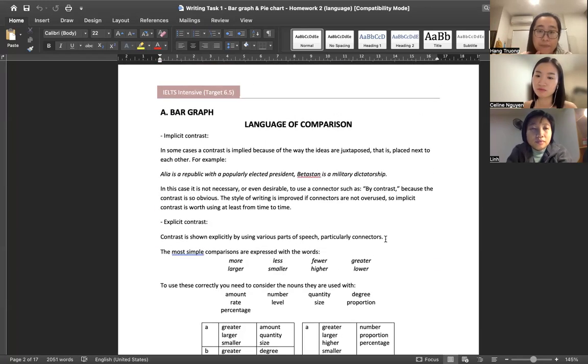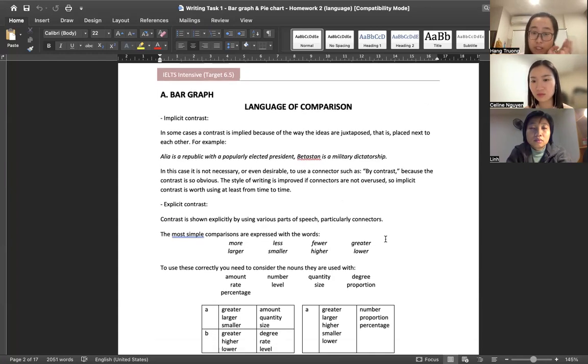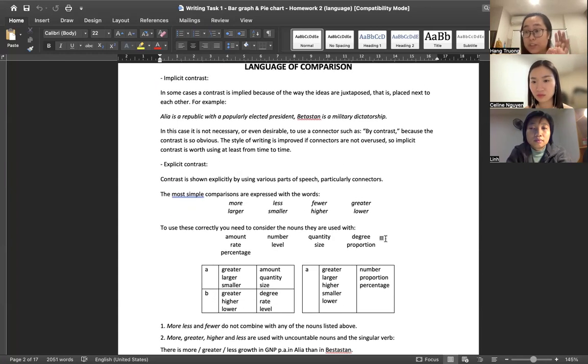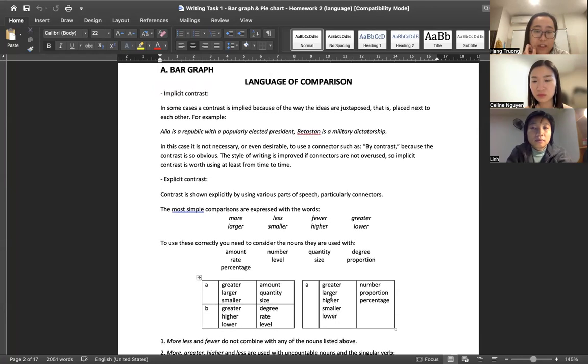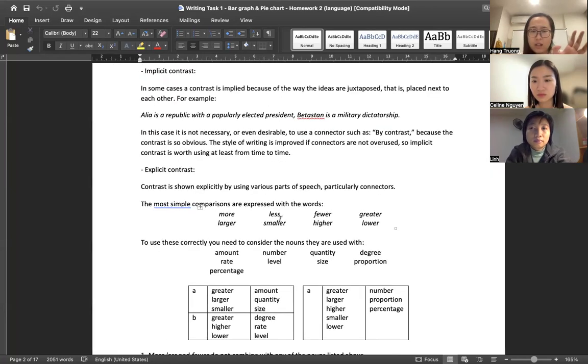So in bar graph, the point about comparison is even more prominent than line graph. So you should really be able to use different structures, different phrases to compare one thing to another. For example, comparison words like more, less, fewer, greater, lower, higher, smaller, larger.